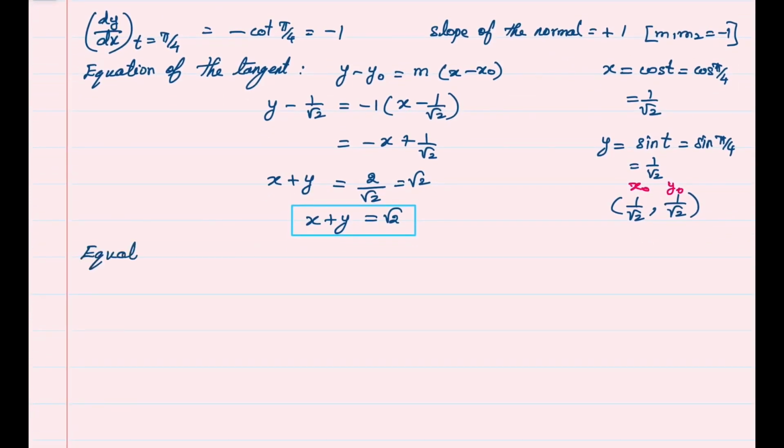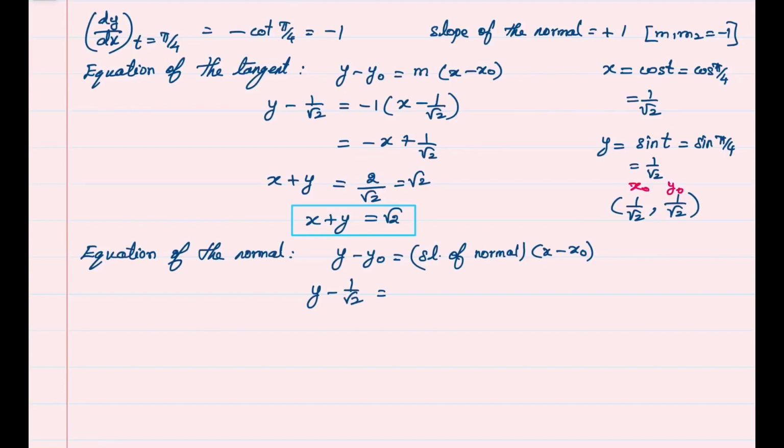Now, let us find equation of normal. The formula is y minus y0 equal to slope of normal times x minus x0. Point of contact is the same and slope of the normal is plus 1. Copy the correct normal and x0 point is 1 by root 2. y minus 1 by root 2 is x minus 1 by root 2. They are getting cancelled. We get the equation x equal to y.